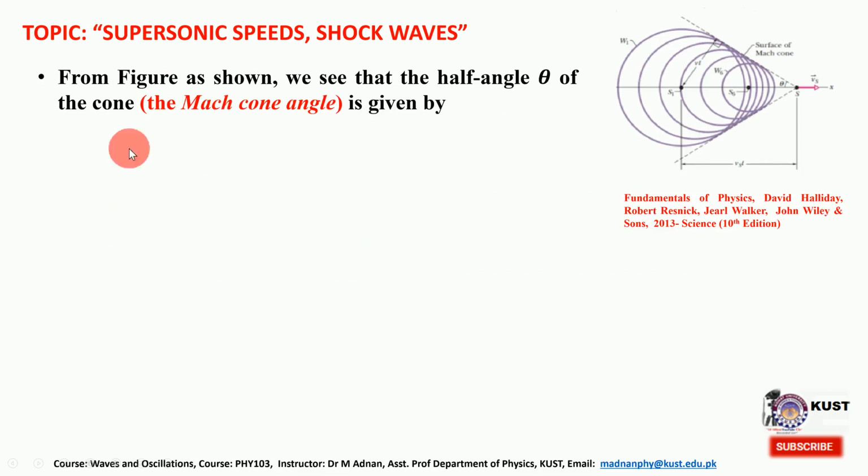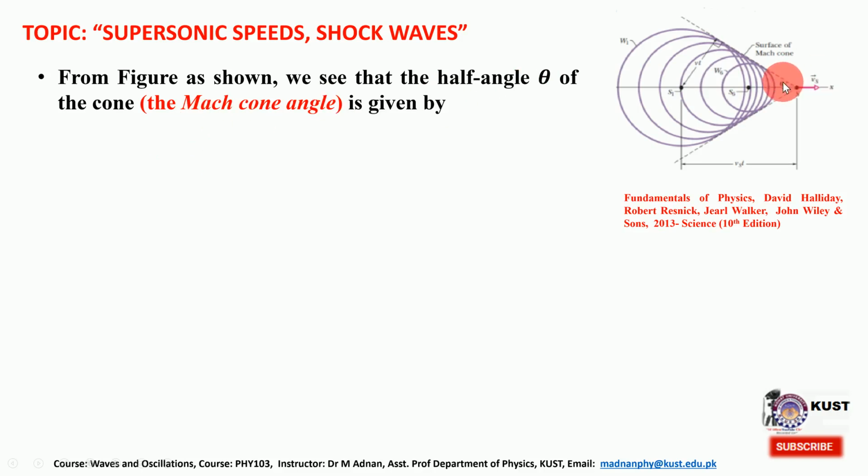Now from the figure we see that the half angle theta of the cone, known as the Mach cone angle, is given by, if we see this cone represented by these dash lines. So this is a cone, and if we split this cone into half, this angle theta will be the half angle known as the Mach cone angle.